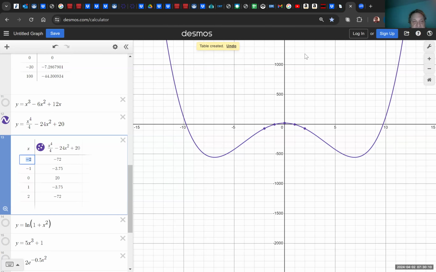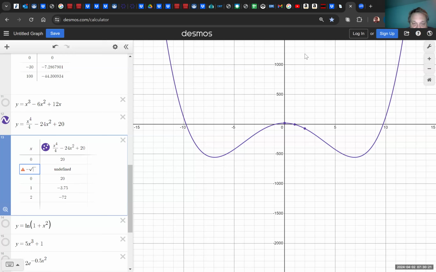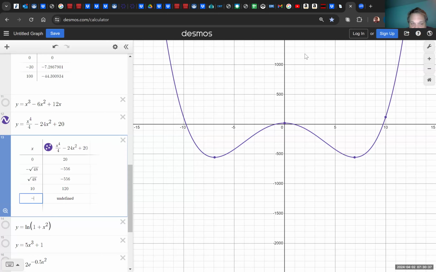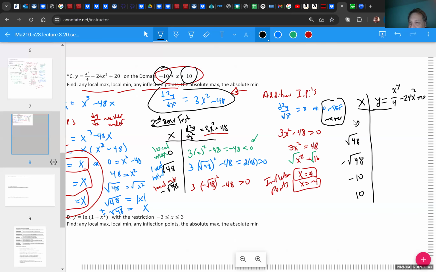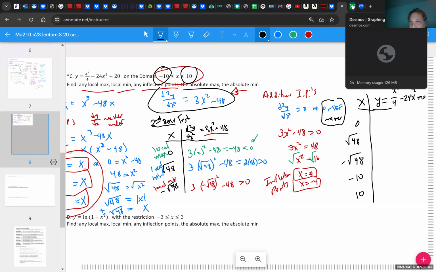I think we had 0, negative square root of 48, positive square root 48, and we had 10, and we had negative 10. They're not in the right order that I put them on the lecture notes, but I can't remember everything. So 0, square root 48, negative square root 48, negative 10, and 10. Again, the order is a little bit wonky, but it doesn't really matter.